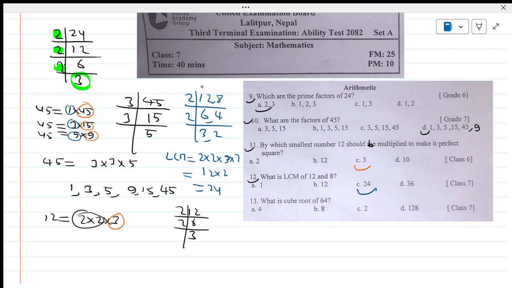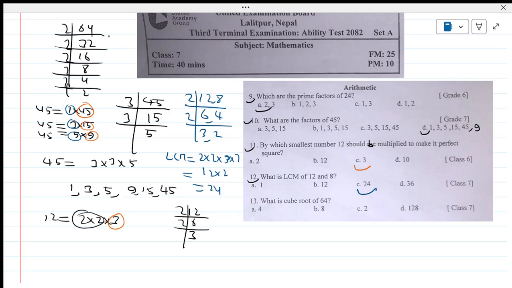It says here, what is the cube root of 64? We are asked to find the cube root of 64, and for this also we have to do the same thing. We have to break down 64. So this side is okay. Let's break this 64. First it goes by 2. 2 32s are 64. Then 2 16s are 32. 2 8s are 16. 2 4s are 8, and 2 2s are 4.